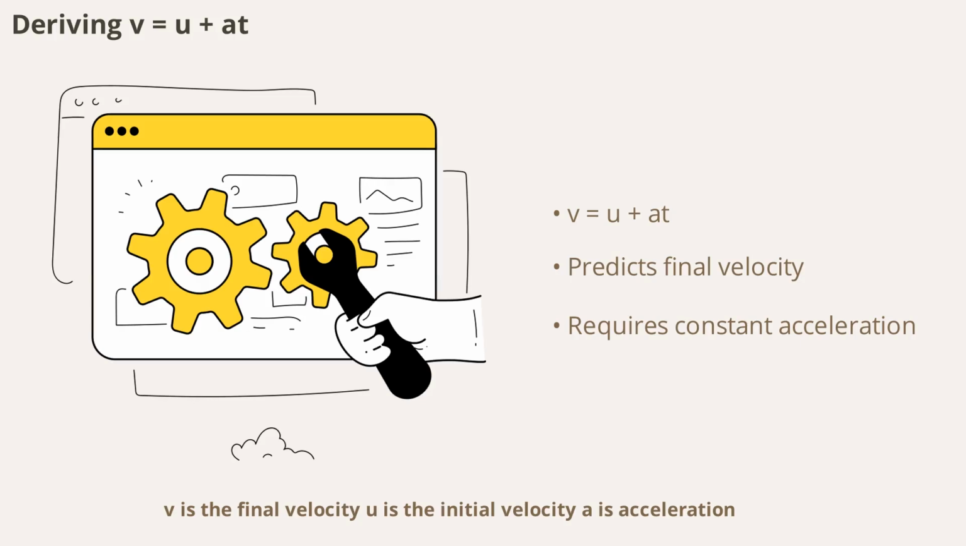Here, v is the final velocity, u is the initial velocity, a is acceleration, and t is time. This equation tells us how the velocity of an object changes over time when acceleration is constant. By understanding this relationship, we can predict how fast an object will be moving after a certain period.